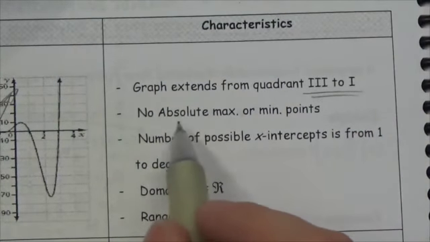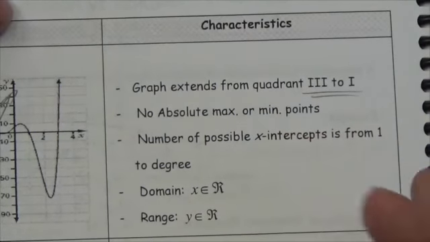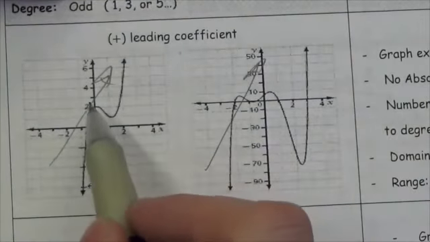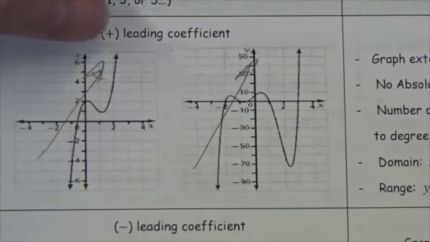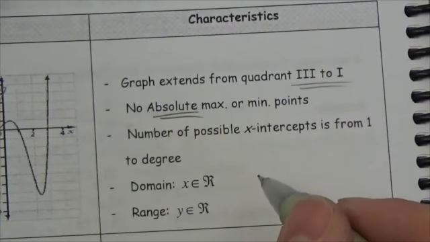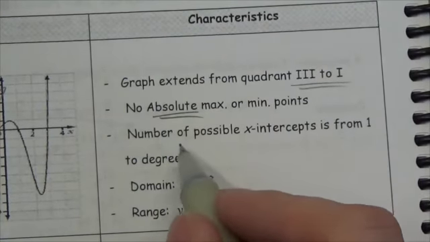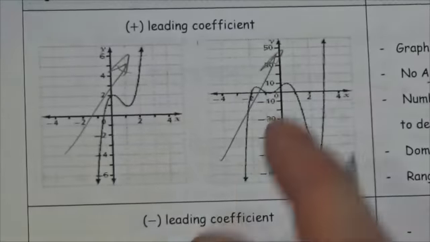There are no absolute max or min points here on this particular graph, although if you're in a calculus class, you would have discussed the presence of locals, or relative maxes and mins. But in this course, we're only interested in the presence of the absolutes, and there are none if it's odd. The number of possible x-intercepts is from 1 up to the degree. Let's take a look at what we mean by that.